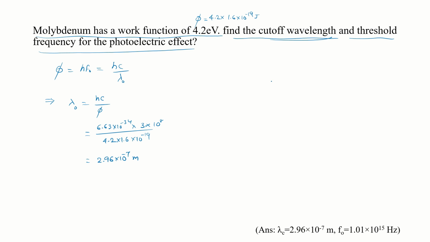Now the B bit. Now we calculate the frequency. The formula is cutoff frequency equal to work function over the Planck's constant. Work function in joule, that is 4.2 times 1.6 into 10 to the power of minus 19, over the Planck's constant 6.63 times 10 to the power of minus 34. The answer is 1.01 times 10 to the power of 15 hertz.